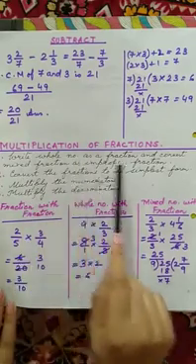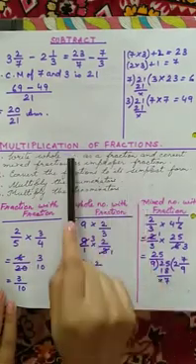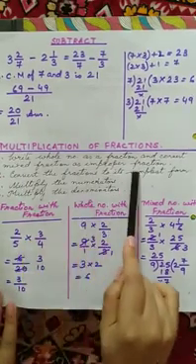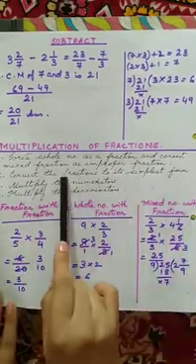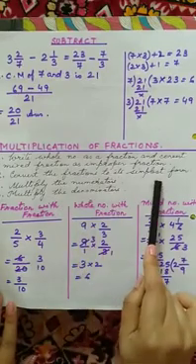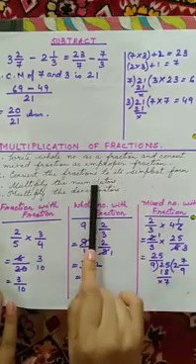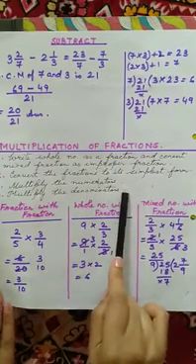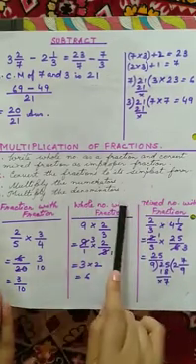We have multiplication of fractions here. Let us see the points first. Write whole number as a fraction and convert mixed fraction as improper fraction. Convert the fractions to its simplest form. Then multiply the numerators and multiply the denominators.